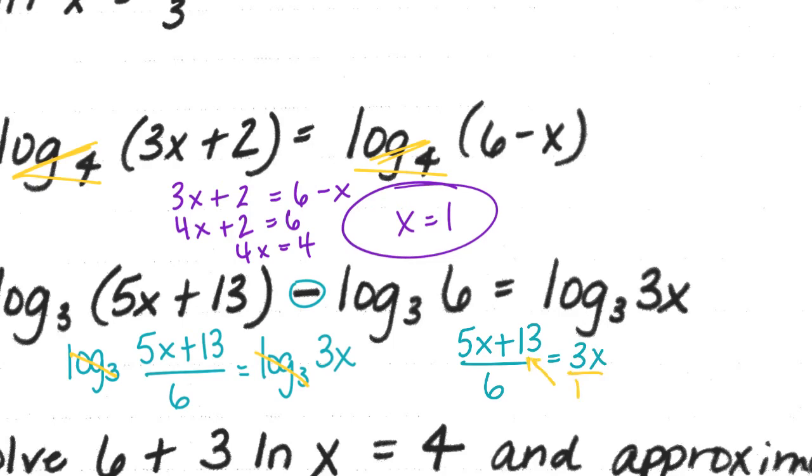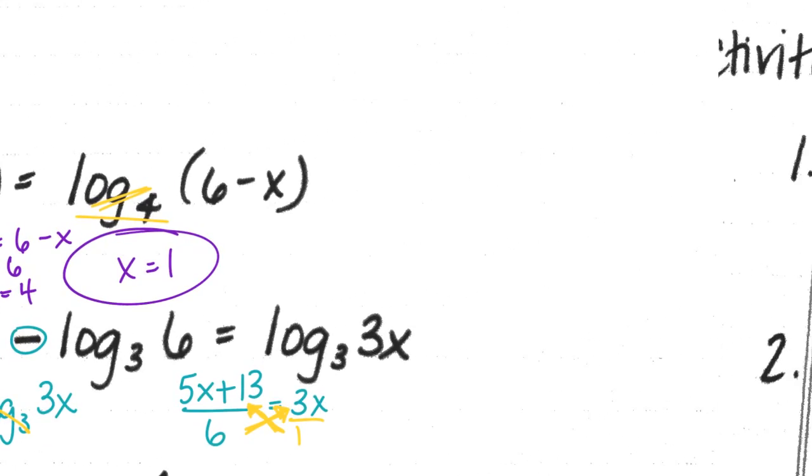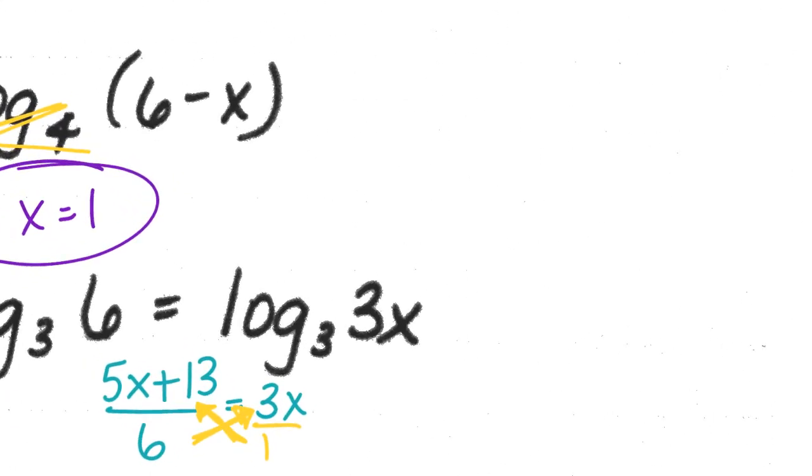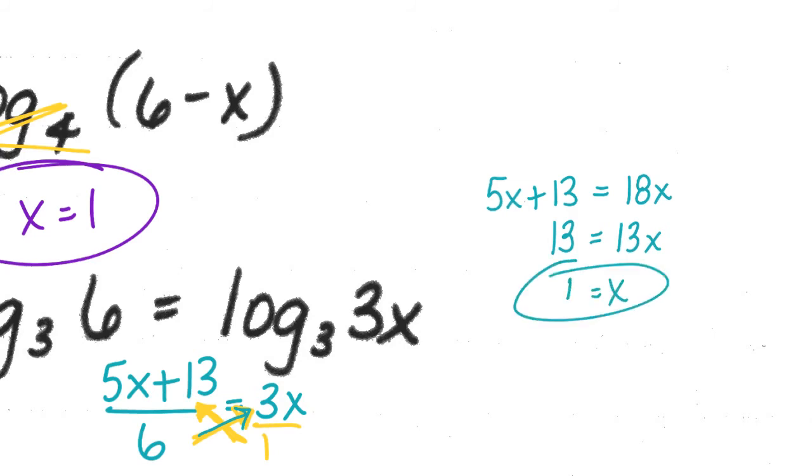Remember, we can cross multiply. Keep the top left on the top left. Keep the top right on the top right. I'm going to write over here. So we end up with 5x plus 13, and 6 times 3 is 18x. When I subtract 5x over, I get 13x, and x is equal to 1.